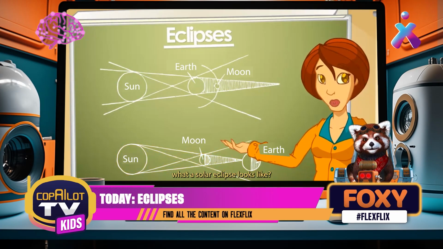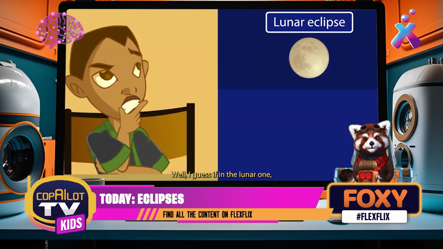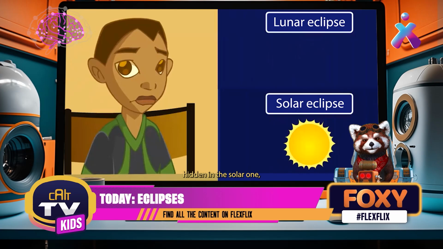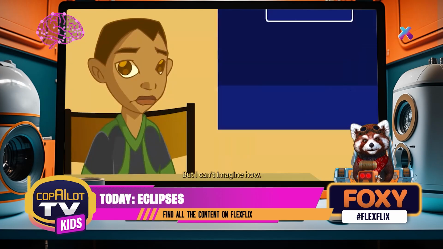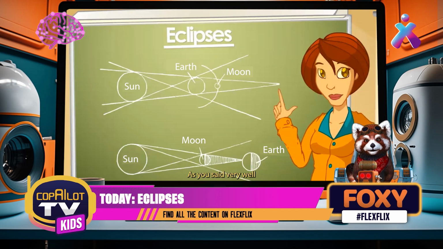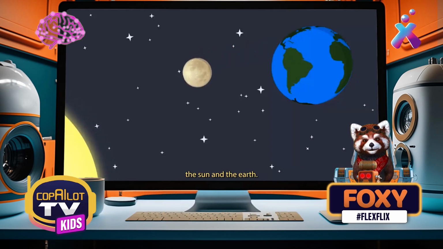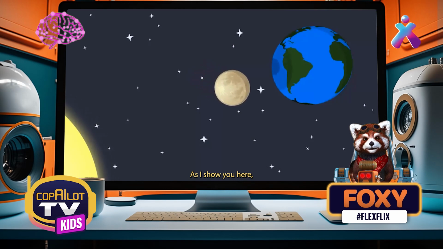Can you imagine what a solar eclipse looks like? Well, I guess, if in the lunar one it is the moon that is hidden, in the solar one it is the sun that is hidden, but I can't imagine how. As you said very well, in a solar eclipse, the sun is hidden when the moon is between the sun and the earth, as I show you here.